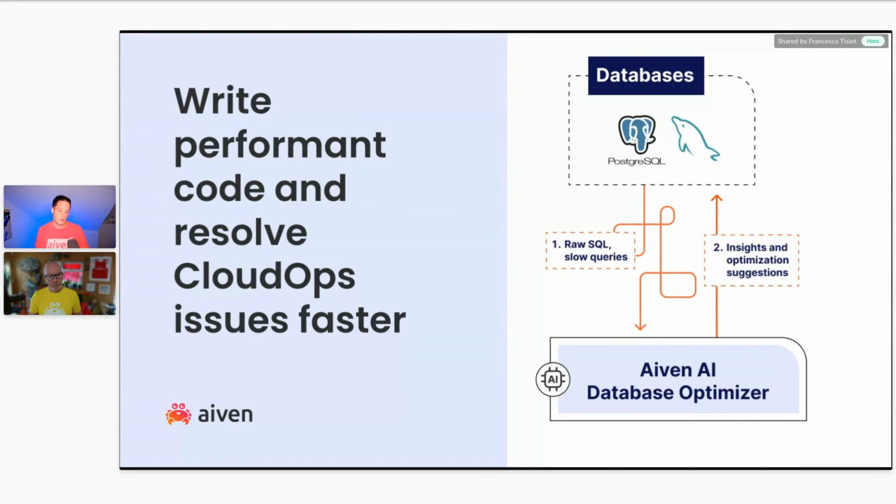Aiven AI Database Optimizer. This database optimizer continuously monitors an Aiven for Postgres, or in the future Aiven for MySQL, database and provides suggestions on how you can improve the performance, suggesting indexes to add or, in the future, to remove, and also suggesting how you should change your SQL to achieve better performance. This is a game changer because it allows you to utilize your resources way better, to control your cost way better. So it allows you to do your work in a more cost-effective, less stressful, and more productive way.